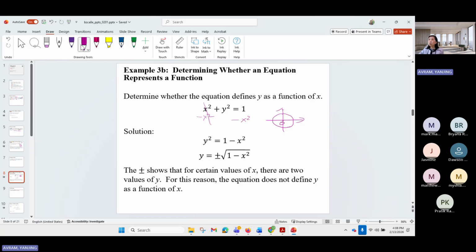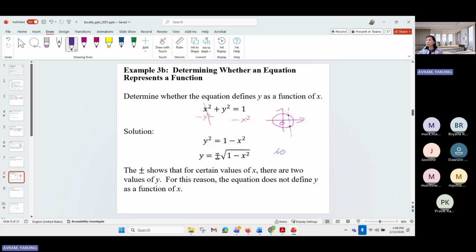So that means 1 x is going to correspond to 2 y. Look at that. If I draw a little vertical line here, it passes 2 points on the graph. So when you draw a vertical line on the graph and it passes more than 1 point, this one actually is not a function. This equation does not define a function of x because it doesn't pass the vertical line test, or we say 1 x doesn't have exactly 1 y.